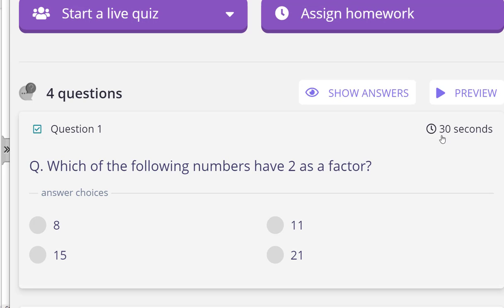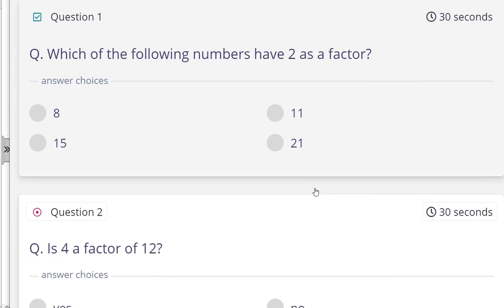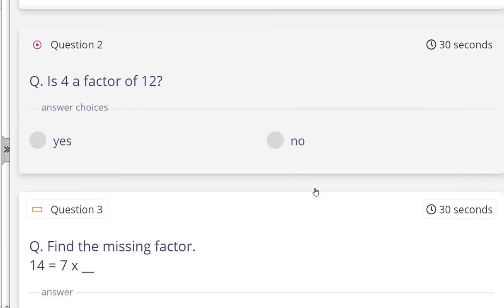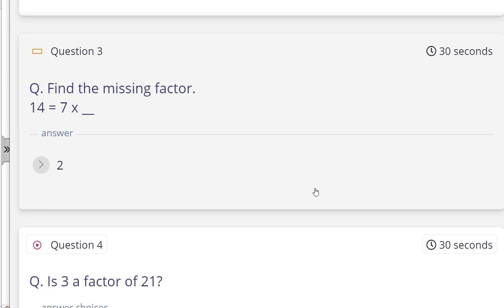So, Abdullah, which of the following have 2 as a factor? 8. Excellent, because 2 multiplied by 4 equals 8. Okay, the next question. Abdulaziz Khalid, is 4 a factor of 12? Yes, because 4 times 3 equals 12. And as you can see, my heroes, the missing factor is 2. So you should use the keyboard and write 2.